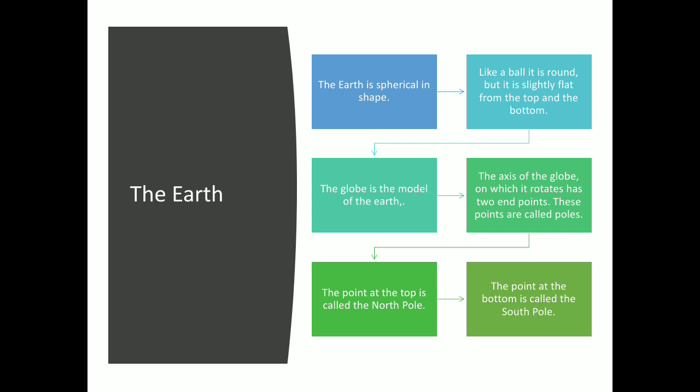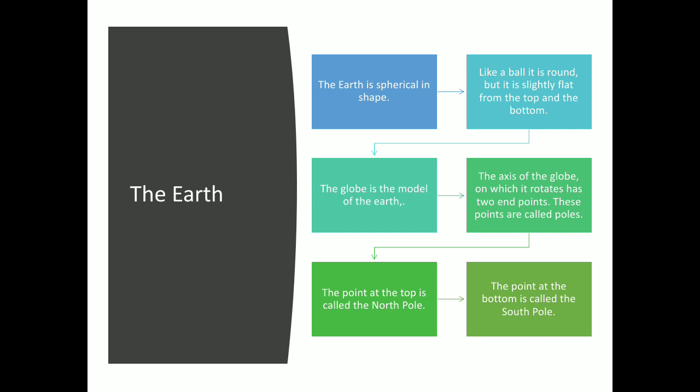Before going further, let's have a look at the earth. The earth is spherical in shape. We all know that. It is just like a ball which is round, and it is slightly flat from the top and from the bottom as well. The globe is the model of the earth. So whenever we want to study about the earth, we take the help of the globe.